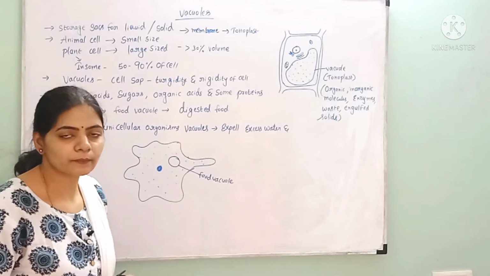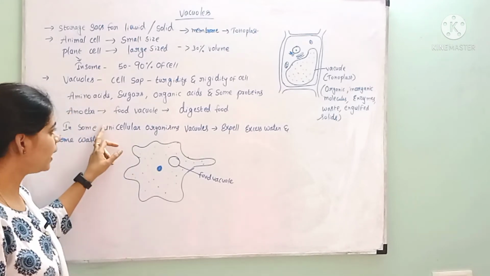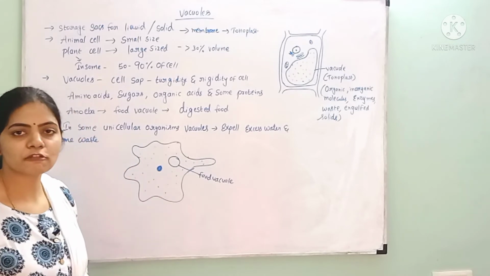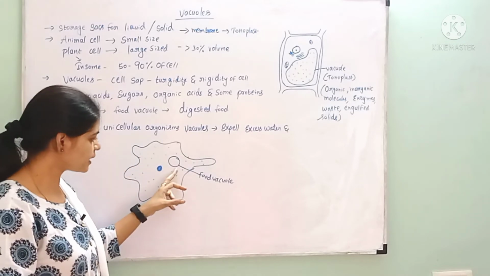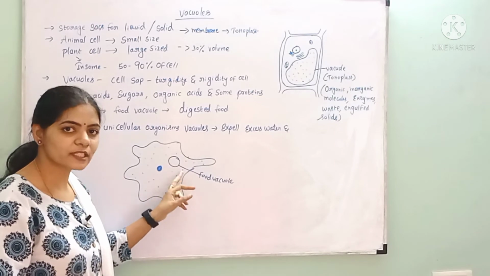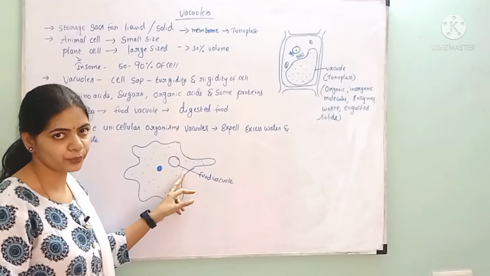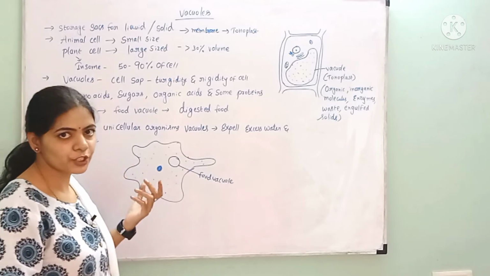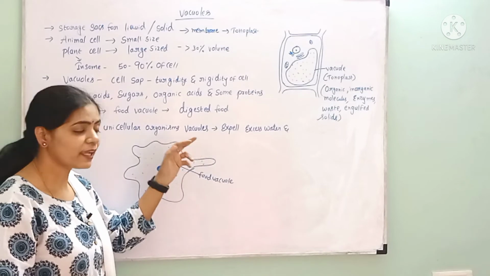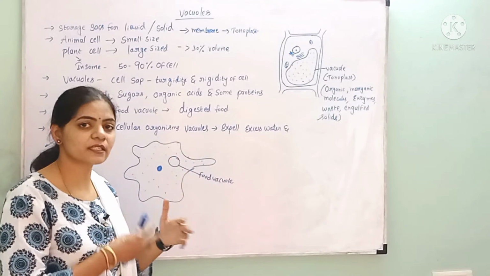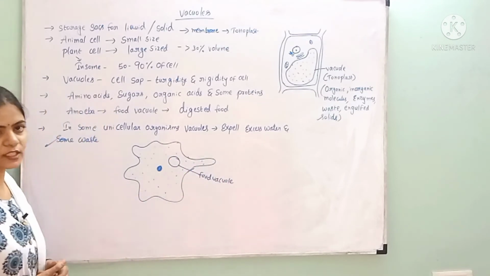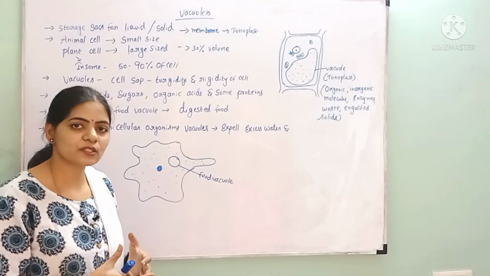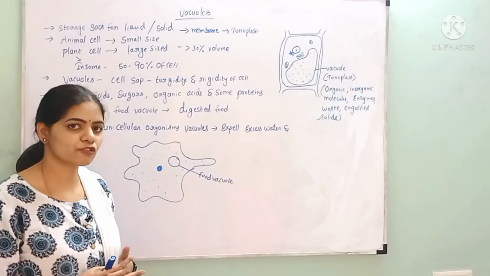In some unicellular organisms like amoeba, a food vacuole is present. The food vacuole consists of digested food material. And in some unicellular organisms like paramecium, there are vacuoles for expelling the excess water and excretory waste materials. By means of these vacuoles, they send out the excess water and waste materials from the cell.